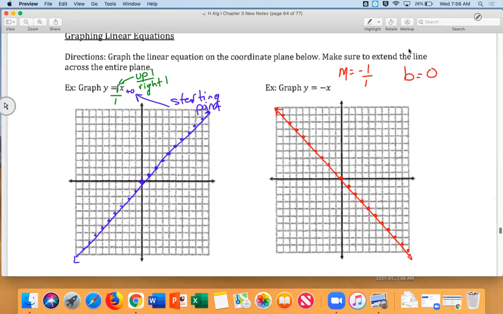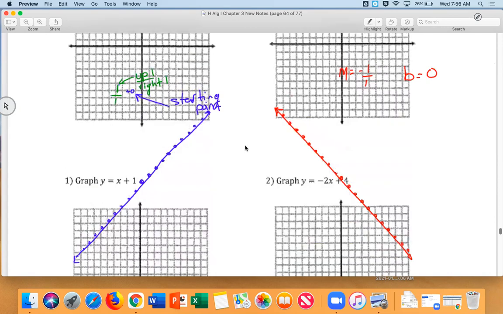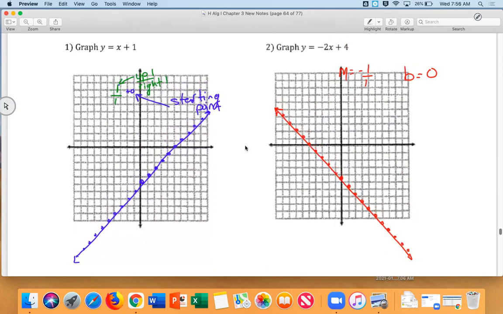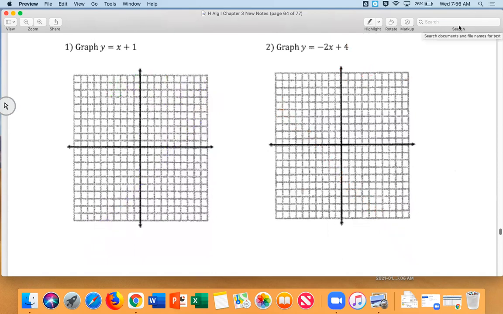Isn't that a lot quicker? Let's see. Drew, is that okay with you doing these problems this way? Yeah. All right. I'm going to do these two problems, and then I believe there's some independent practice there.